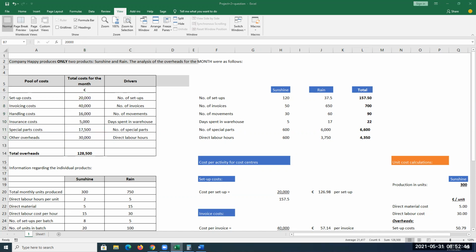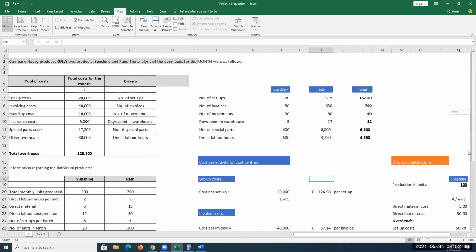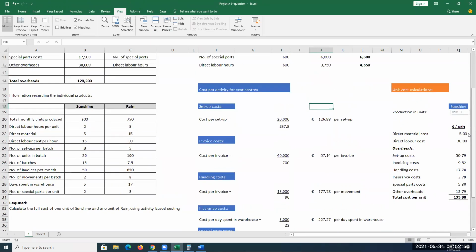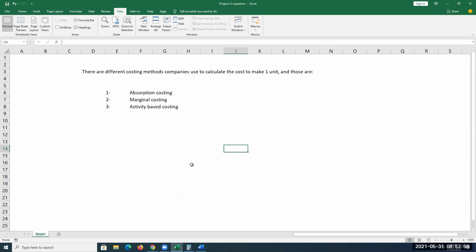Okay, let me check. Okay, so do you have a question where you need to show why activity-based costing is different from other methods? Do you have a question like that? No, I don't think so. Okay, then just leave this one. Let me delete this.